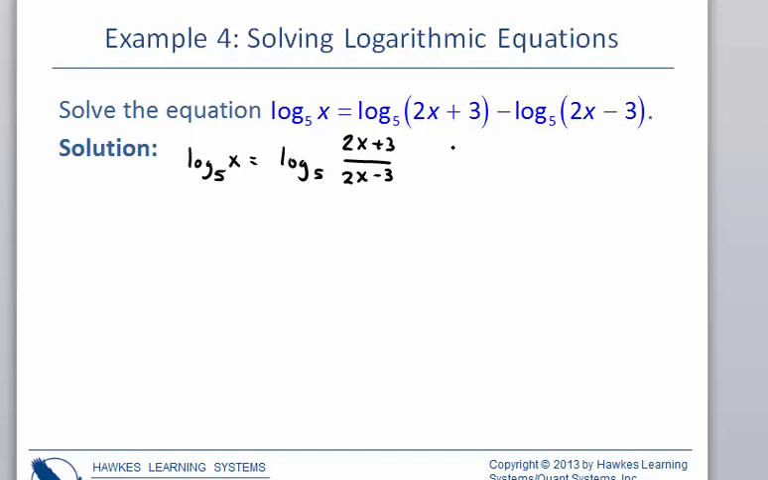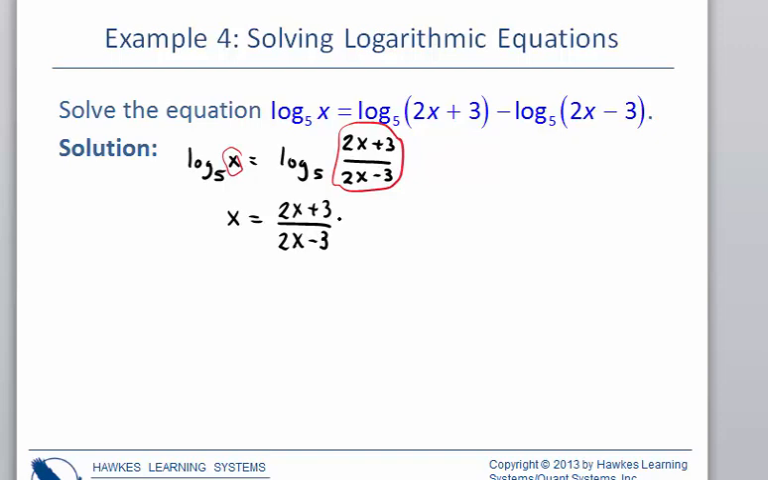Okay, now here's the thing with this. If you look at this and you think about these two things being equal, they both need to have the word log, which they do. Both sides need to have a base 5, which they do. And then this part needs to equal that part. And so what we're basically going to do is set that equal and figure out, how does x equal 2x plus 3 over 2x minus 3?